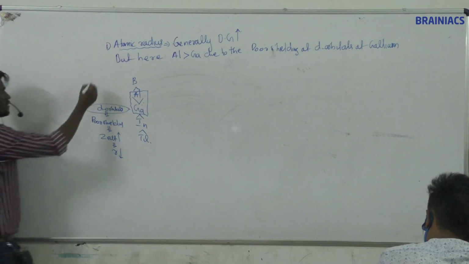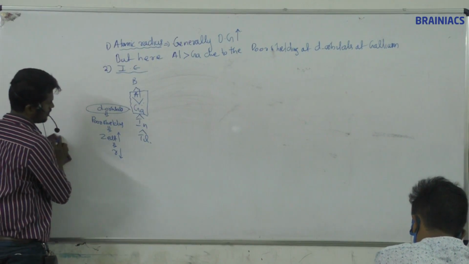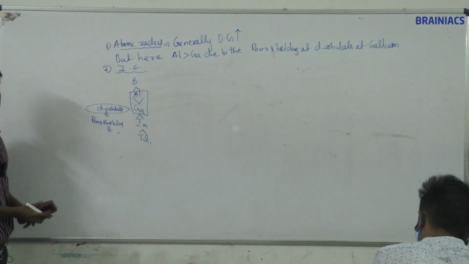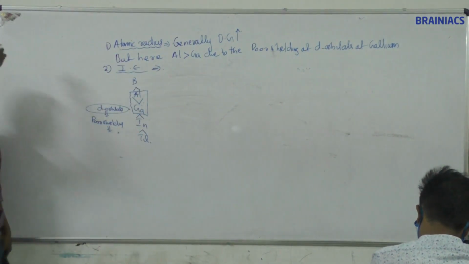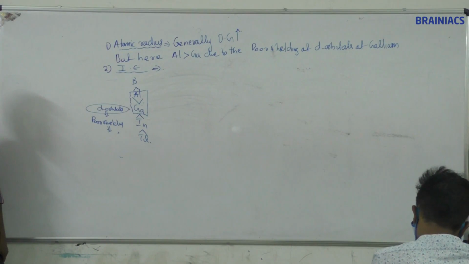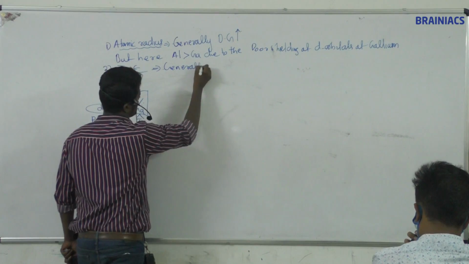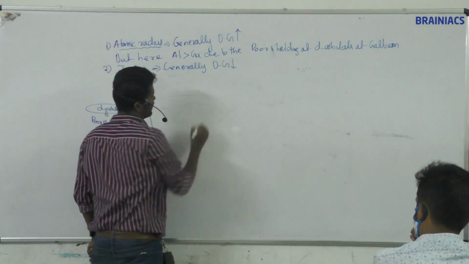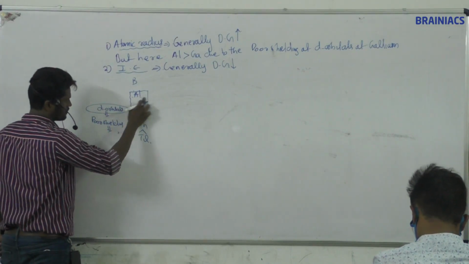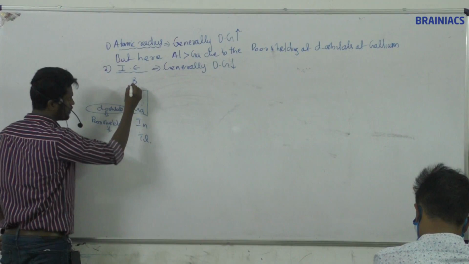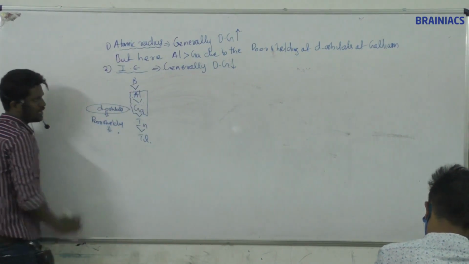Okay, next one is ionization energy. So generally down the group what happens? Generally down the group it decreases. So boron greater than aluminum greater than gallium greater than indium greater than thallium.